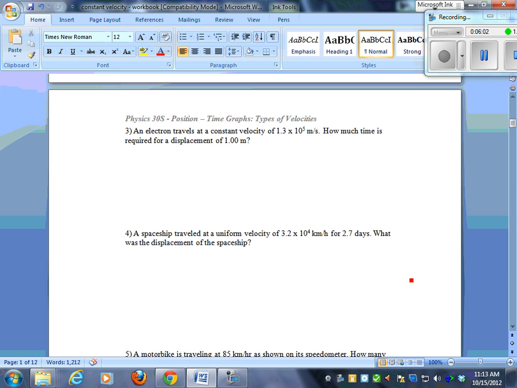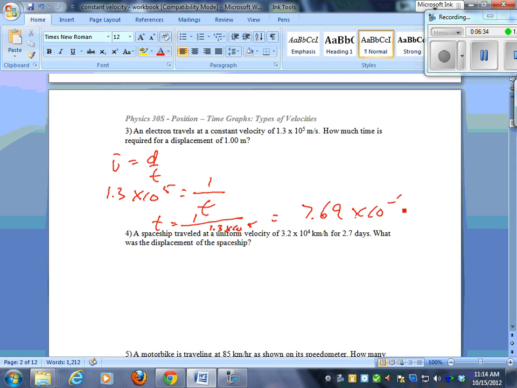An electron travels at a constant velocity of 1.3 times 10 to the 5 meters per second. How much time is required for a displacement of 1 meter? V bar equals d over t. This time I have the velocity, 1.3 times 10 to the 5, and my displacement is 1. Solve for t. T equals 1 divided by 1.3 times 10 to the 5, which is 7.69 times 10 to the minus 6.